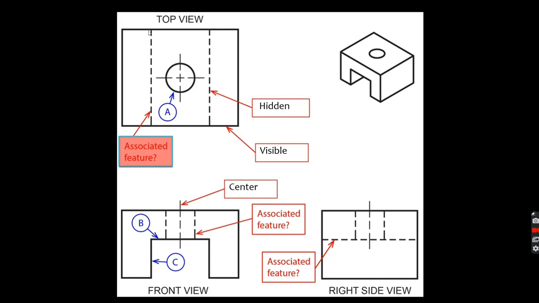What is this associated feature? So which letter does that associate with? Okay, that would be C down here, where if you took this object, flipped it, and looked at the top, this line here would be hidden. You wouldn't see it.